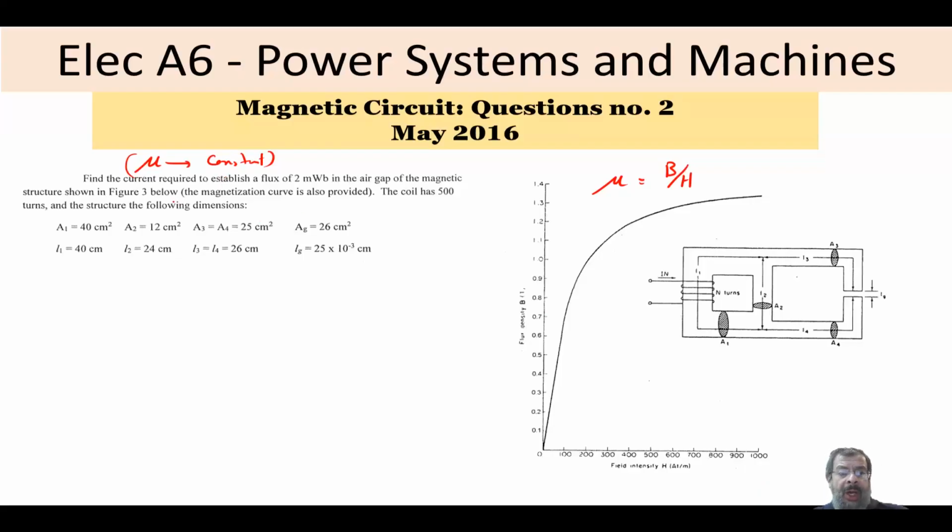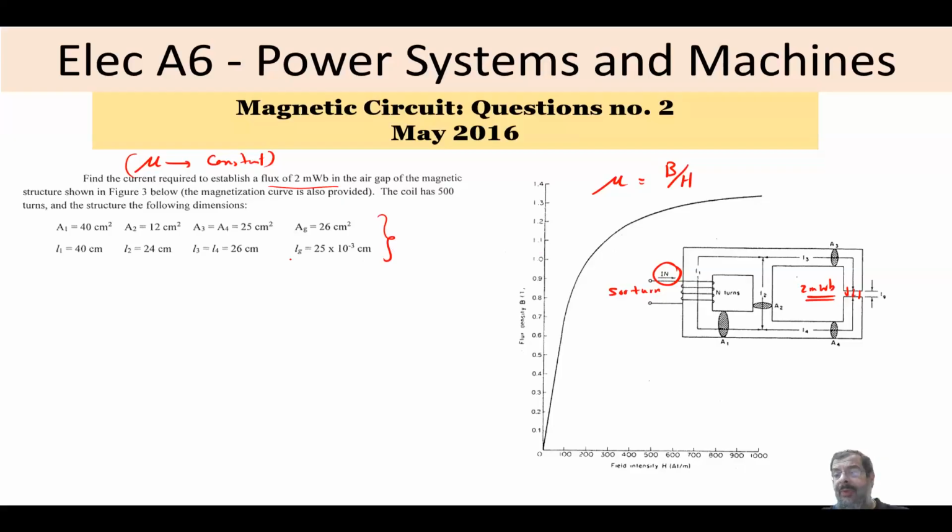We are given this magnetic circuit, and you are given that the flux in the air gap is 2 milliweber. The number of turns is 500, and you are asked what the current is. You are given all the dimensions of your circuit.